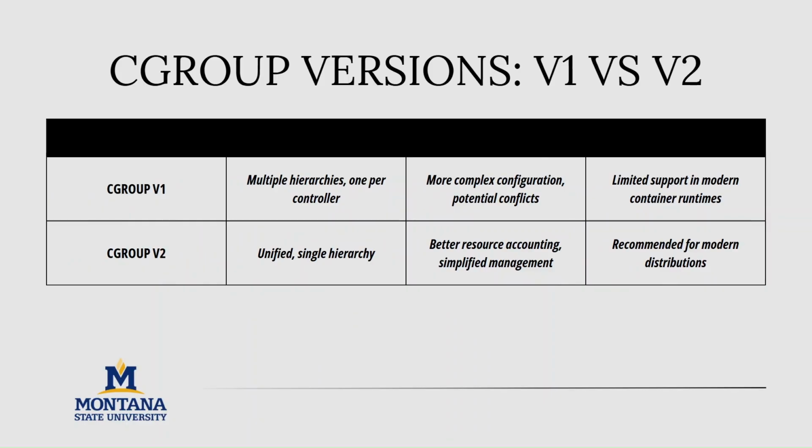There are two major versions of cgroups, V1 and V2. In cgroup V1, each resource controller had its own hierarchy. This could lead to complexity and conflicts when combining controllers. In V2, the design was simplified. There's a single unified hierarchy managing all controllers, which makes resource accounting more consistent and management simpler. For many modern Linux distributions and container runtimes, cgroup v2 is now the default and recommended choice.